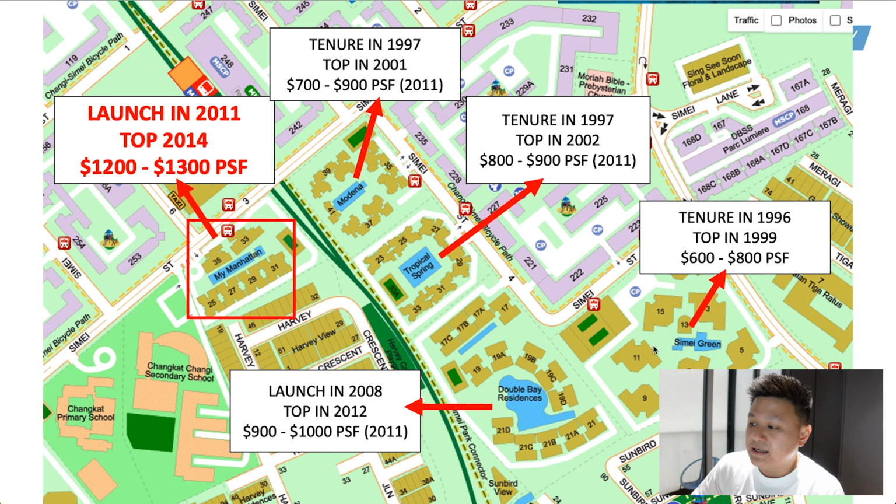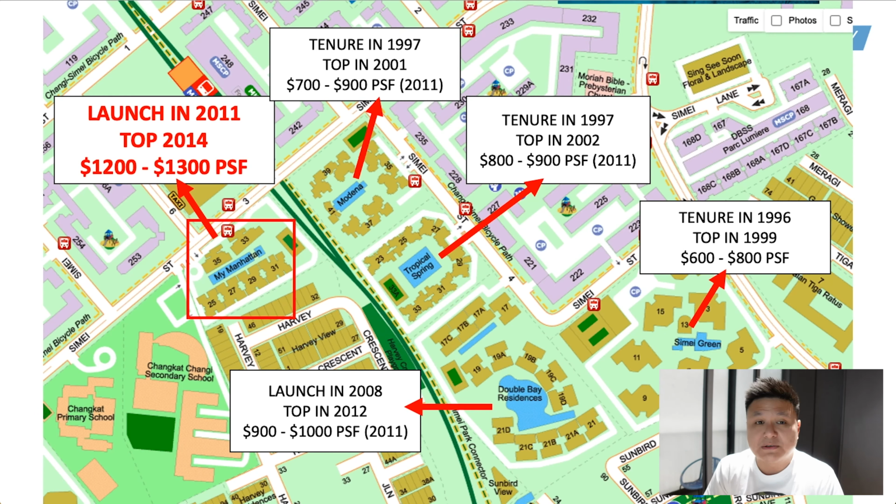And probably let's take a look at this much older project, which is Simei Green, right? The tenure is 1996 and TOP in 1999. And the average PSF that was selling in year 2011 was actually $600 to $800 per square foot. And one of the newest properties during that time in year 2011 was actually Double Bay Residences. It was launched in year 2008, TOP in year 2012, and the PSF was selling around $900 to $1,000 per square foot in year 2011.